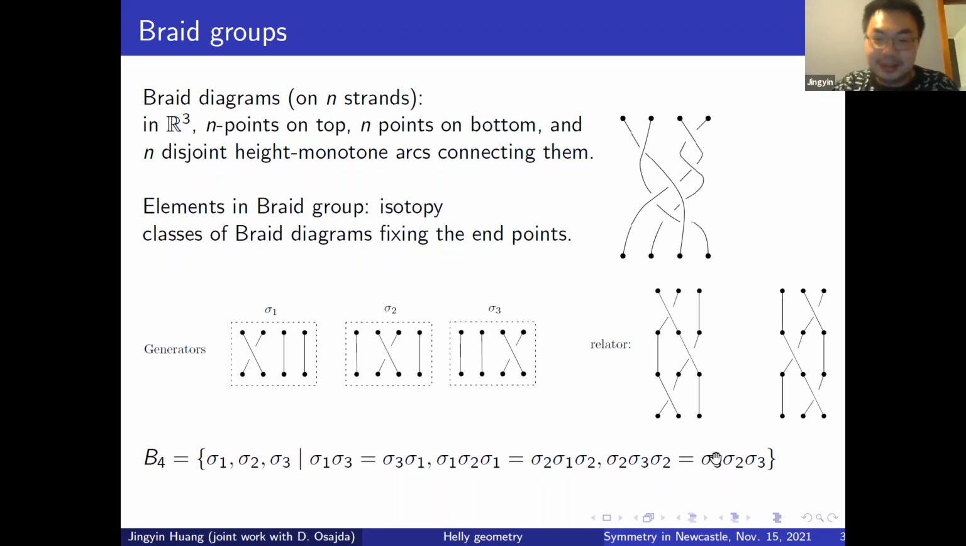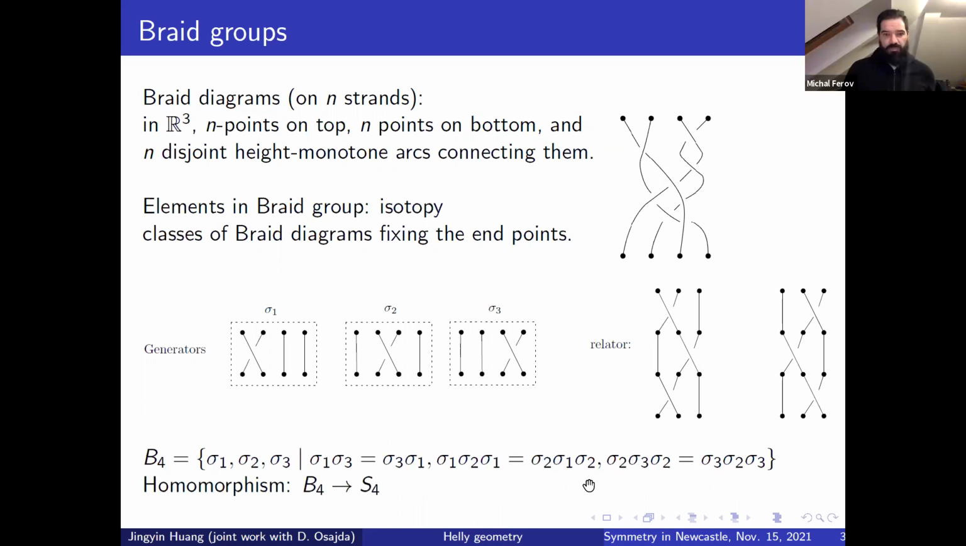And you can see that this is indeed an Artin group because all the relators are of the form defined in the previous page. And then notice that there's a homomorphism from the braid group to the symmetric group on 4 letters. In this case, it's just the permutation group of the strands. So whenever you have a braid, it's going to induce a permutation of the strands.